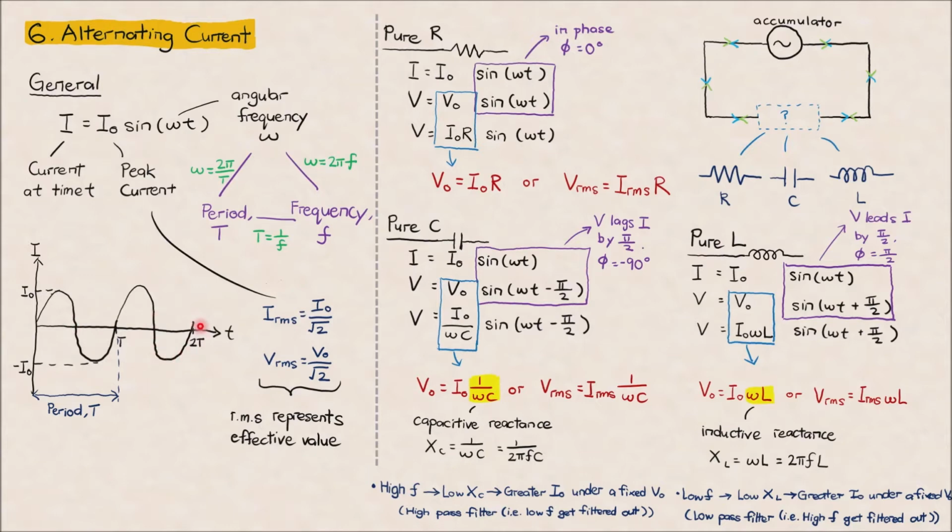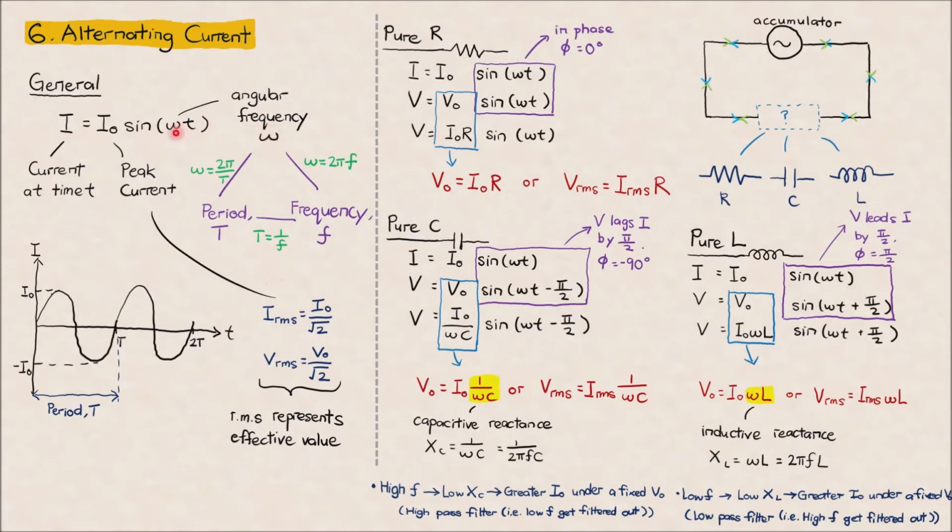Based on our formula, based on our syllabus, it's I equals I naught sine omega t, but it can be cos, it can be sine omega t plus phi. The current is sinusoidally varying, but you can have different phase shift that happens to the current. But for our syllabus, we restrict it to I equals I naught sine omega t.